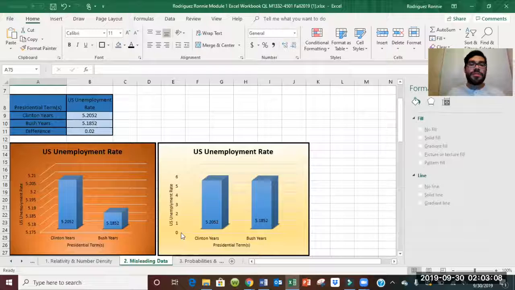Now, if you were to start both of them at 0 and go up in bigger intervals than just these minute numbers here, so 1, 2, 3, 4 whole numbers, you can see that right here between 5 and 6, you have both the unemployment rates for Clinton years and Bush years, and there's hardly any difference. That's where you can really see that 0.02.